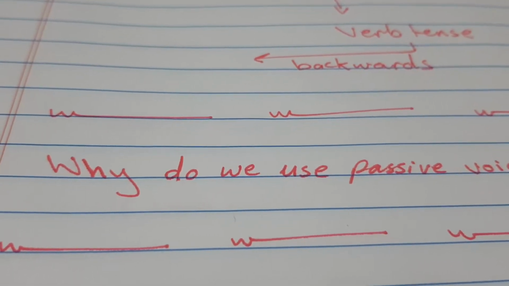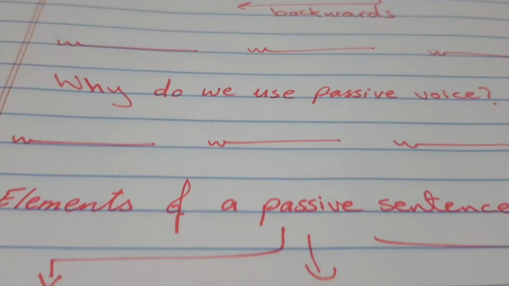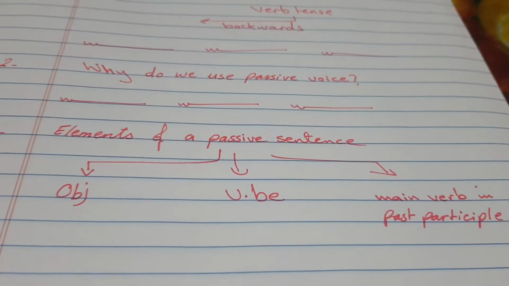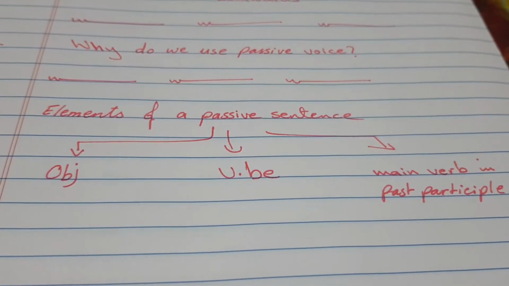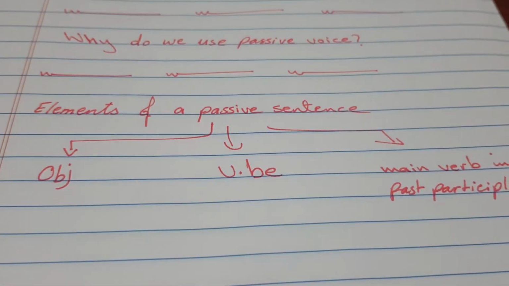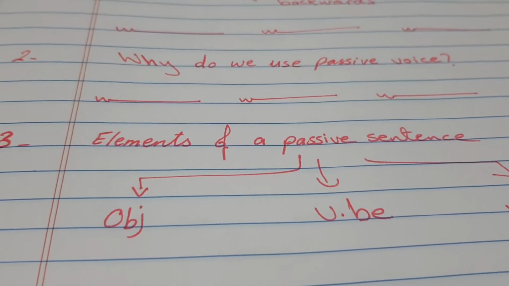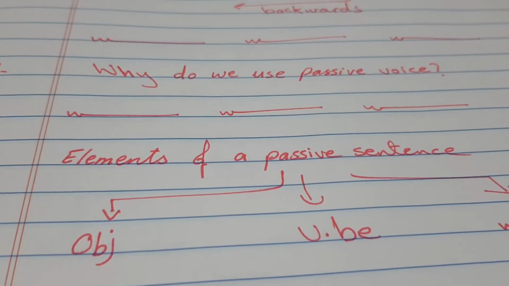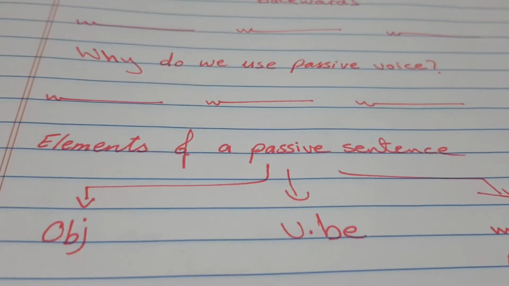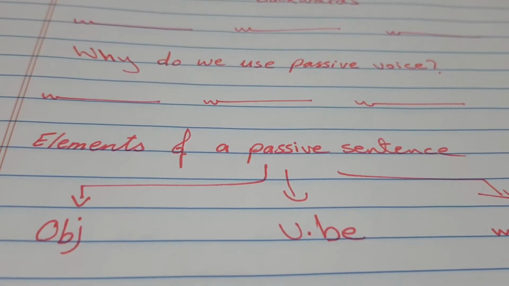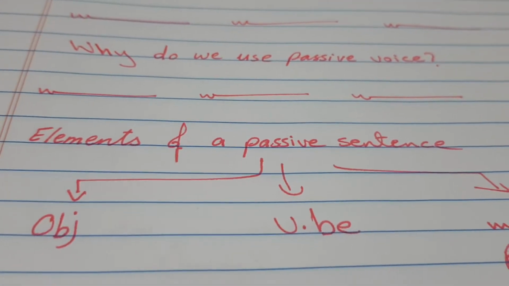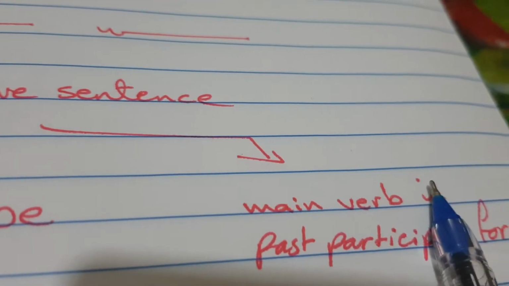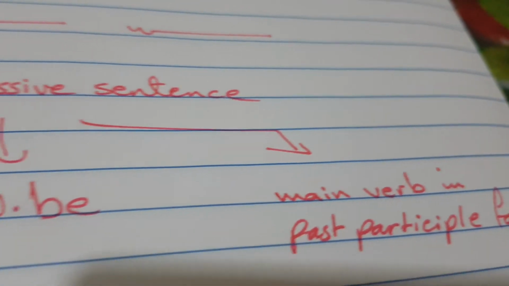Now, when we change into passive, we need to remember the three elements that we need in any passive sentence. First of all, we have the object. We need to decide the number of the object, whether it's singular or plural. We have the verb to be, and we have the main verb in the past participle form.